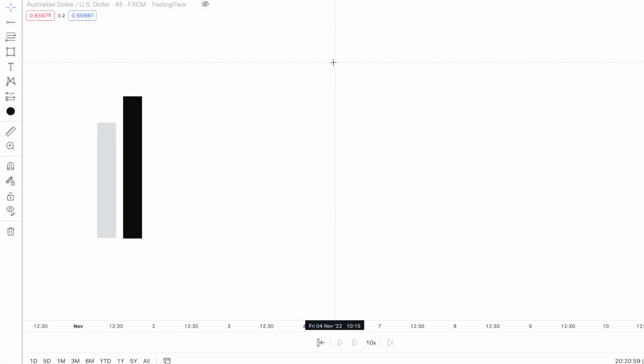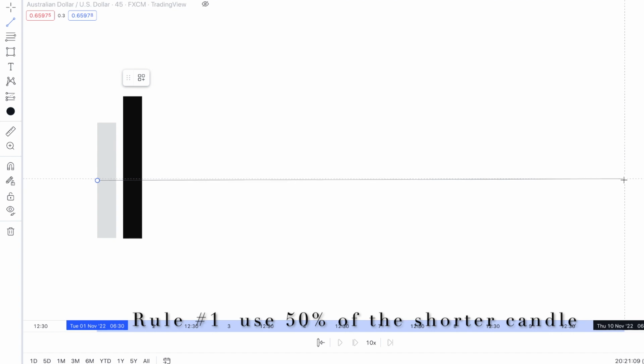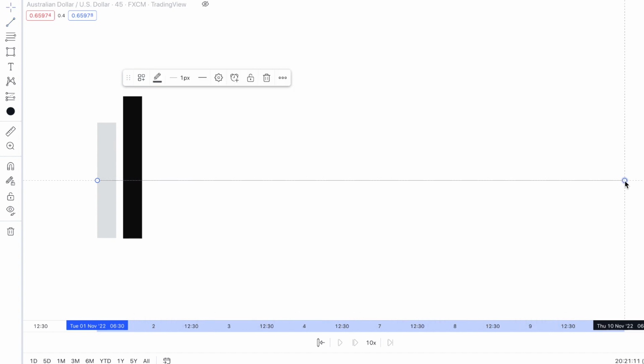Rule number 1, when we're looking for an OB and we're actually marking it up within our candles, we're using 50% of the shorter candle. So this is the first basic rule, that we're using 50% of the smaller candles. Sometimes people use the bigger candles, not correct. It's 50% of the smaller candle.